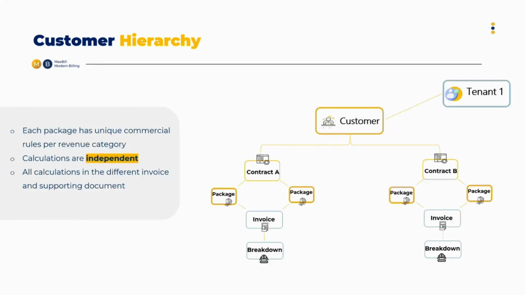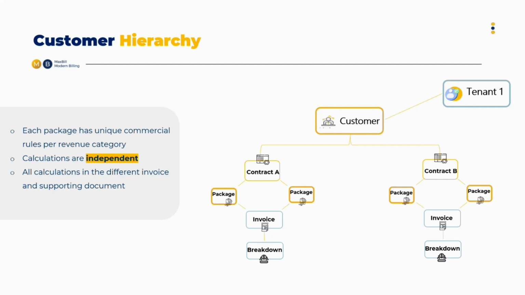Now let's look at a slightly different hierarchy scenario. At the customer level, we may have multiple contracts. For example, Contract A and Contract B. Each contract can include several packages. A package represents a specific commercial stream within that contract, such as platform fees, premium games, or a specific provider. Each package has its own commercial configuration and calculation logic. Calculations are independent at the package level.